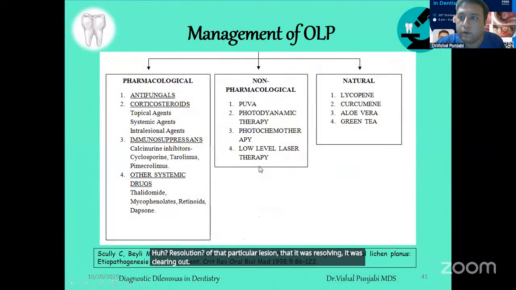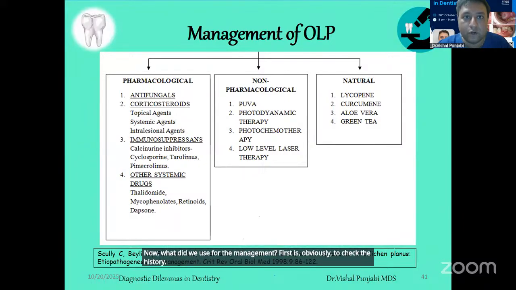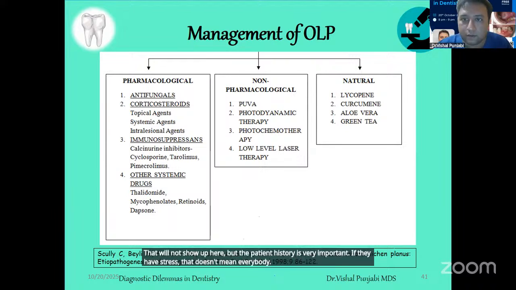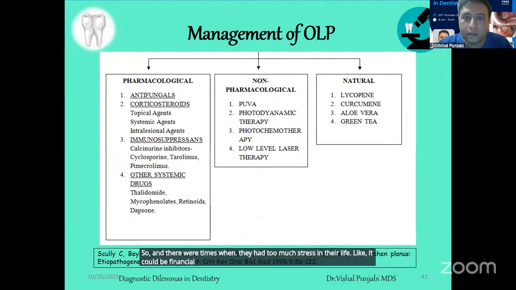Now, what did we use for the management? First is obviously to check the history. That will not show up here, but the patient history is very important. If they have stress, that doesn't mean everybody in today's time and age has stress. Even a school going student is having stress. So here in this situation, what was that stress? Now, this particular patient was basically having a very stressful job, and there were times when they had too much stress in their life. Like it could be financial, it could be personal as well.